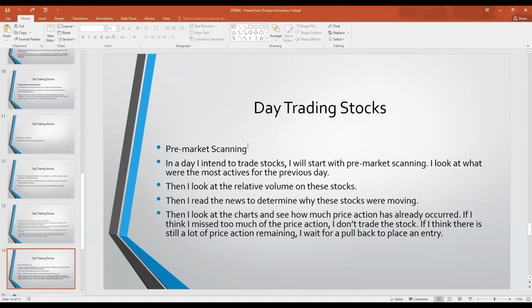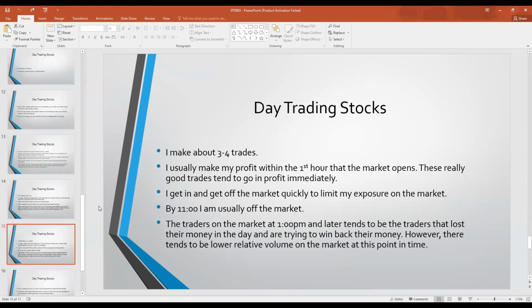So I go on the chart, I look at the price action, and if I think there's still movement for the price to move in a particular direction, I'll buy the stock. If I don't think there's much more movement, if I think all the price movement has already occurred, I will not buy the stock. I will just monitor the stock and see what happens in the future, or I will not buy the stock.